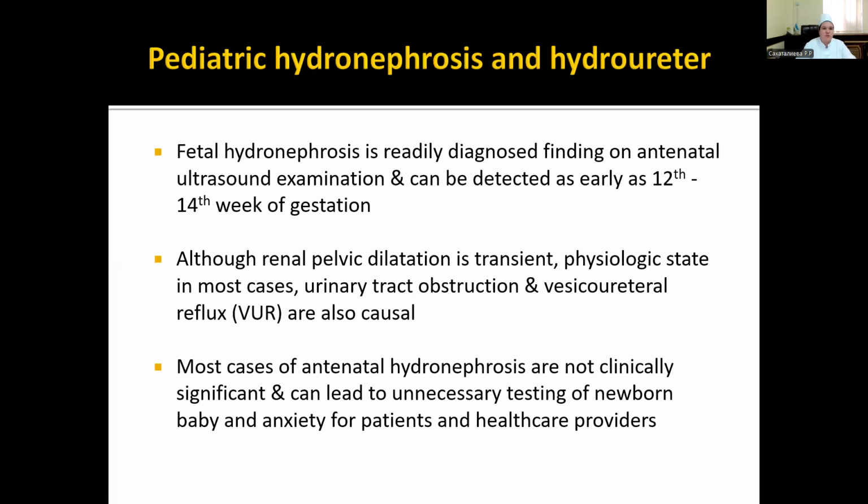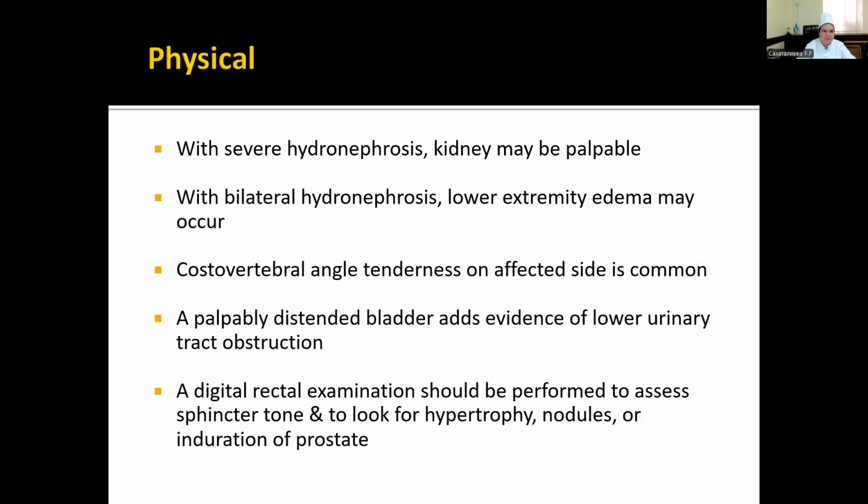In pediatrics, you should know pediatric hydronephrosis and hydroureter. Fetal hydronephrosis is readily diagnosed on antenatal ultrasound examination and can be detected as early as the 12th to 14th week of gestation. Also, renal pelvic dilatation is often transient. Physiologic in most cases, though urinary tract obstruction and vesicoureteral reflux are also causal. Most causes of antenatal hydronephrosis aren't clinically significant and can lead to unnecessary testing of the newborn baby and anxiety for patients and healthcare providers.